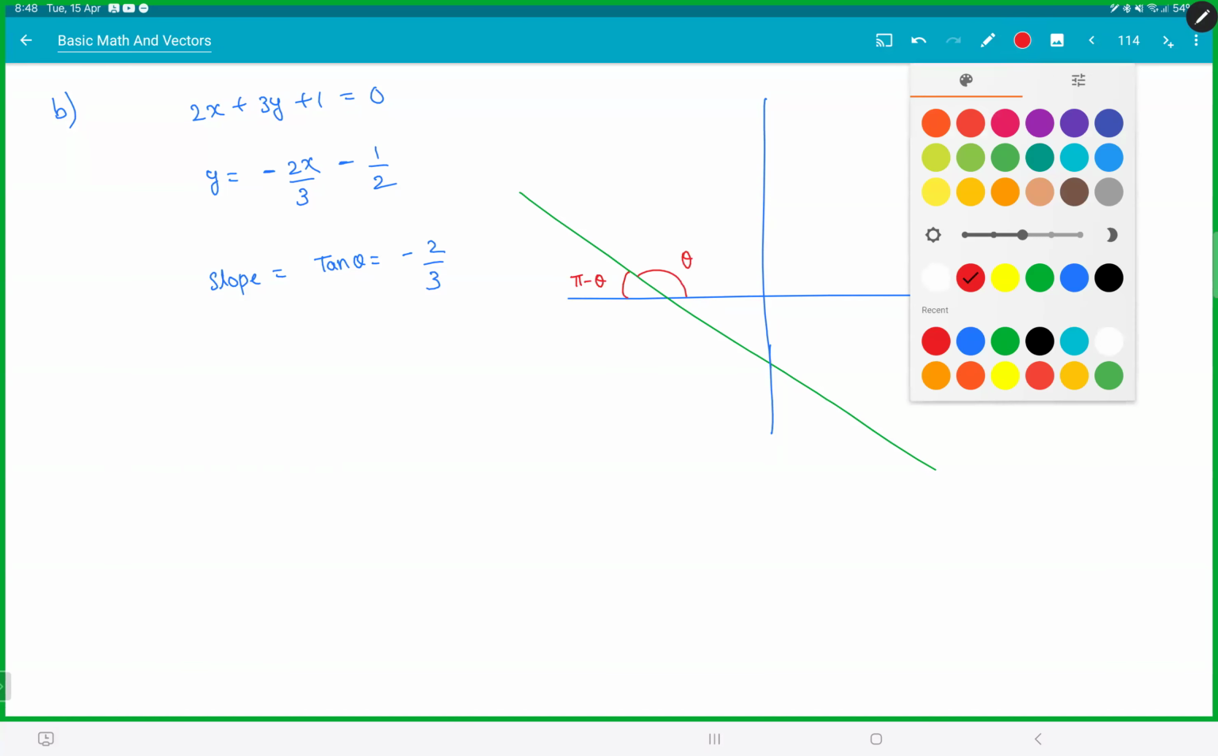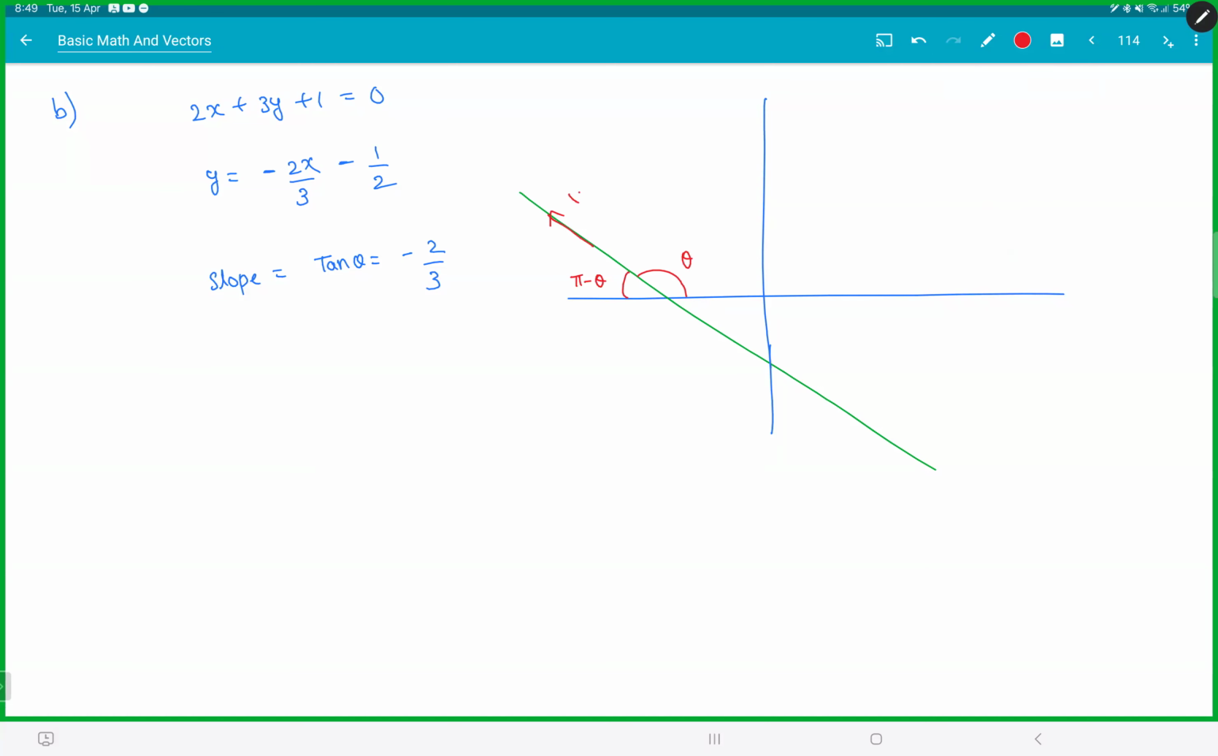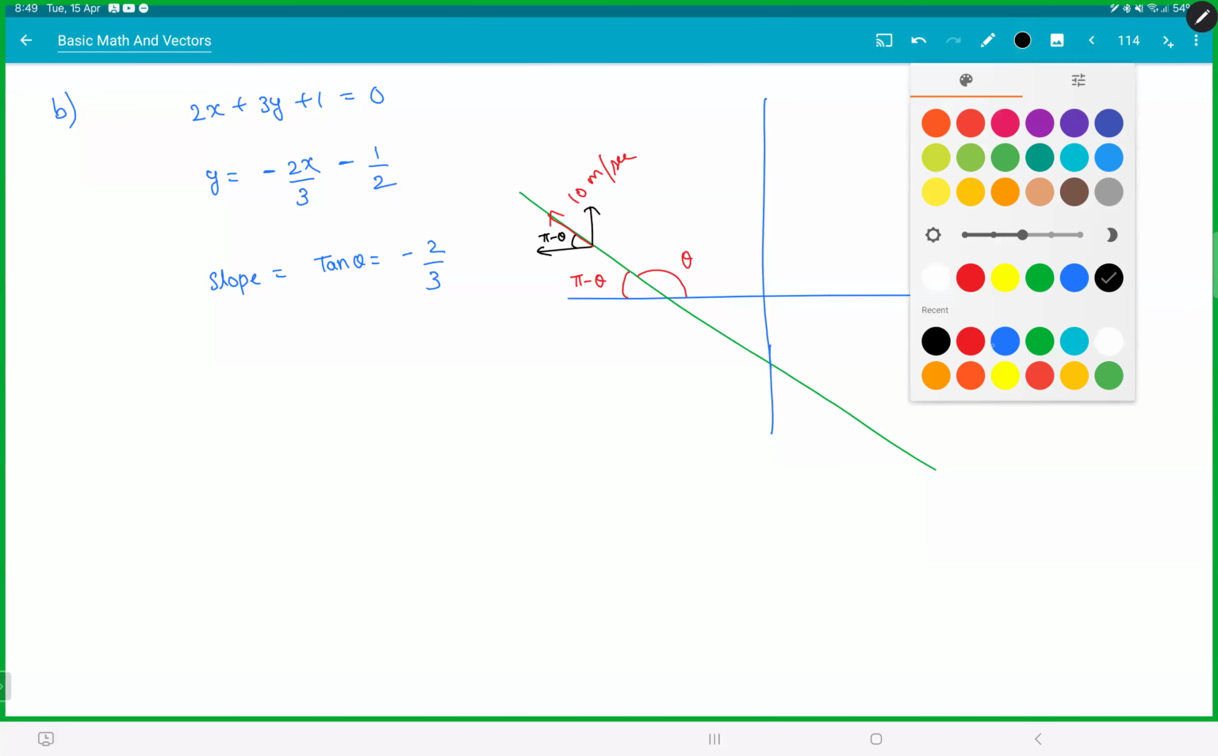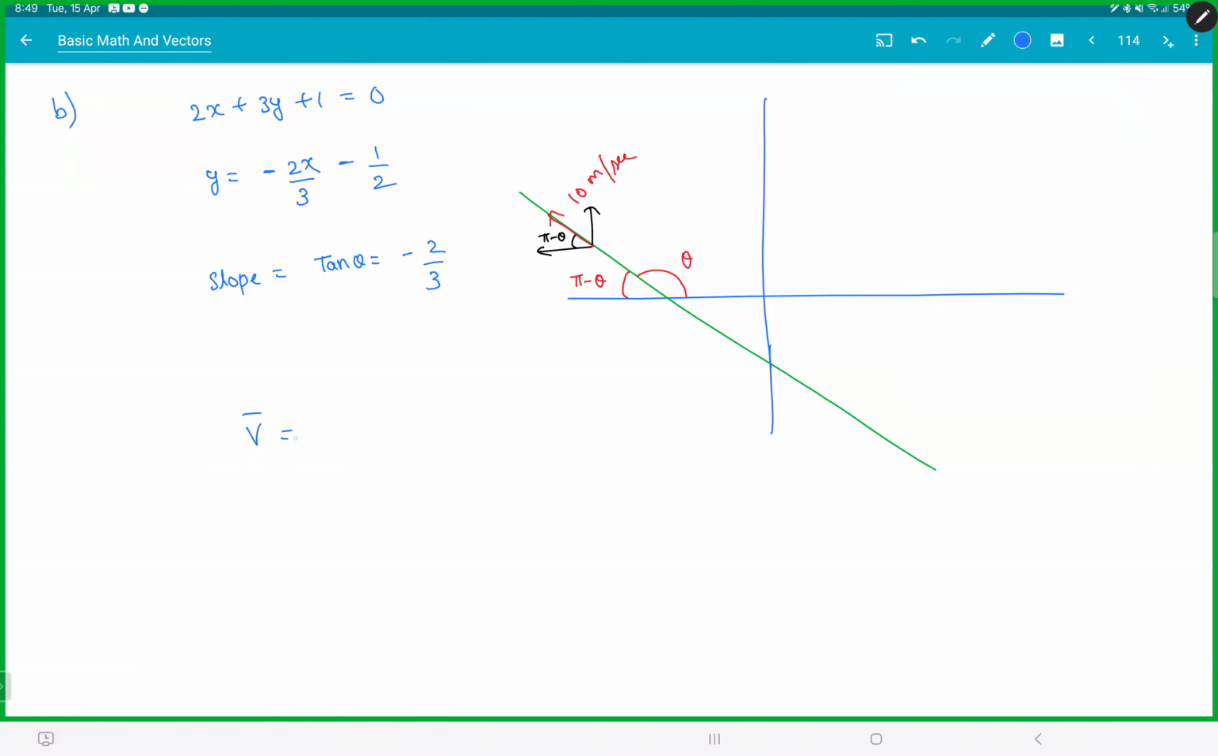So I can take this angle as pi minus theta. So let's say you are going this way with 10 meter per second. Same story. So I can resolve this into components. This angle will be pi minus theta. So the velocity vector will be again plus or minus, you can go in any direction, 10 cos pi minus theta i cap. It's going to the left.